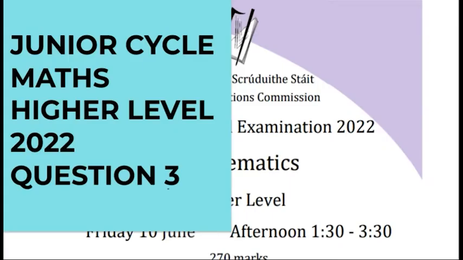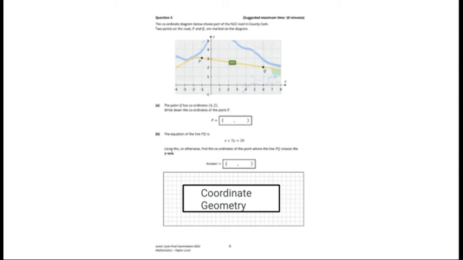presented. Question 3. It's a coordinate geometry question, so let's have a look. The first part is find the coordinate. The second part is find out where this line intersects the y-axis. And then we have to get the equation of a line through Q. Okay, a perpendicular line. So let's look at all the parts.